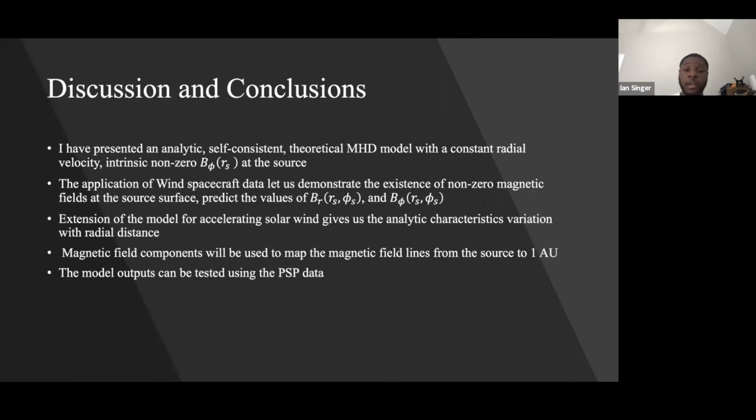I have presented an analytic, self-consistent theoretical MHD model with a constant radial velocity and intrinsic non-zero BΦ,RS at the source. The application of Wind spacecraft data lets us demonstrate the existence of non-zero magnetic fields at the source surface and predict the values of BR,RS,ΦS and BΦ,RS,ΦS. Extensions of the model for accelerating solar wind give us the analytic characteristic variations with radial distance. Magnetic field components will be used to map field lines from the source to 1 AU. I didn't get to that in my project, and the model's outputs can be tested using Parker Solar Probe data.